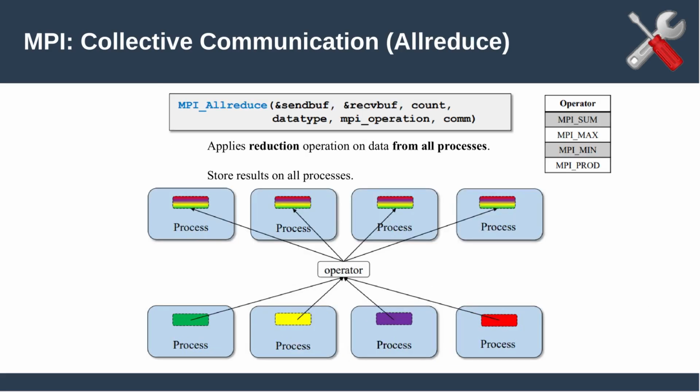MPI all-reduce performs a reduction operation across all processes, ensuring each process receives the result. This is crucial for operations like summing values or finding maximums, where every process needs the final outcome. Unlike reduce, all-reduce distributes the result to all processes, enhancing data consistency and availability across the communicator.